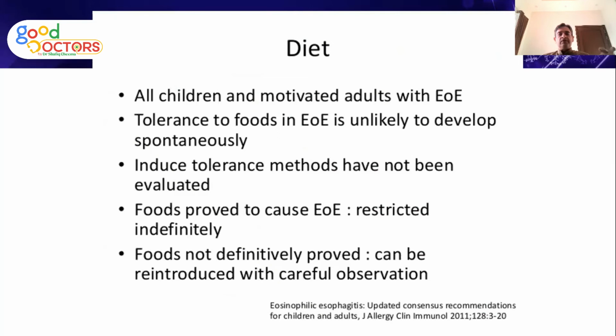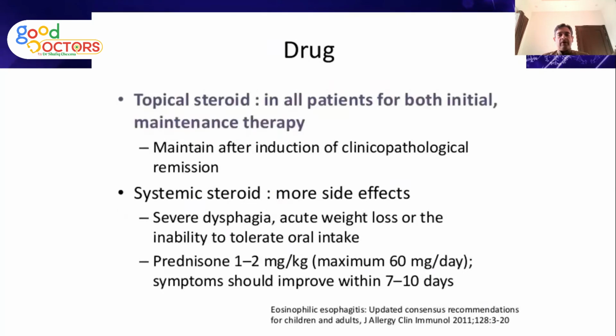Tolerance to food in eosinophilic esophagitis is unlikely to develop spontaneously. So inducing tolerance has not been evaluated. Obviously, whenever you deal with allergic diseases, there are ways of inducing tolerance, but this has not been tried in this particular disease. Foods which have been proven to be associated, like the 6 foods, should be restricted indefinitely. And the foods which do not have definite evidence can be reintroduced with careful observation in these patients over the years.